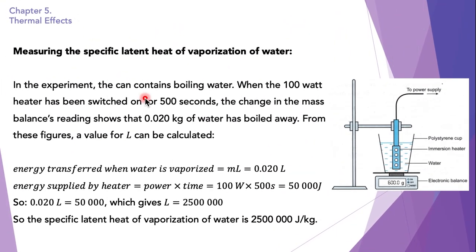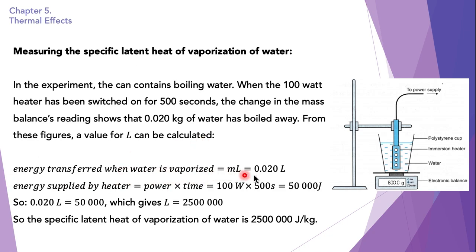It's just as simple as it was before, the latent heat of fusion. The equation is going to be the same, except L is now going to be representing latent heat of vaporization. So in this experiment you can see the can contains boiling water. This is the can, and this is the heater. When the 100-watt heater has been switched on for 500 seconds, the change in mass balance reading shows that 0.020 kg of water has boiled away. So from these figures, a value of L can be calculated.